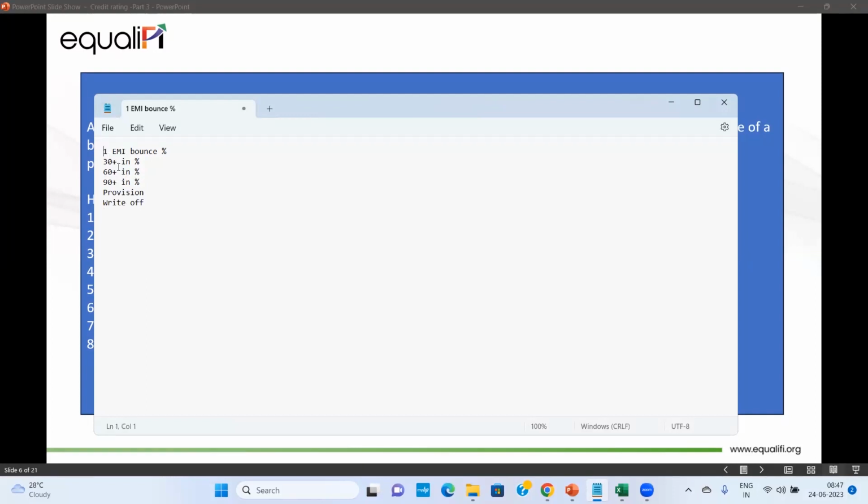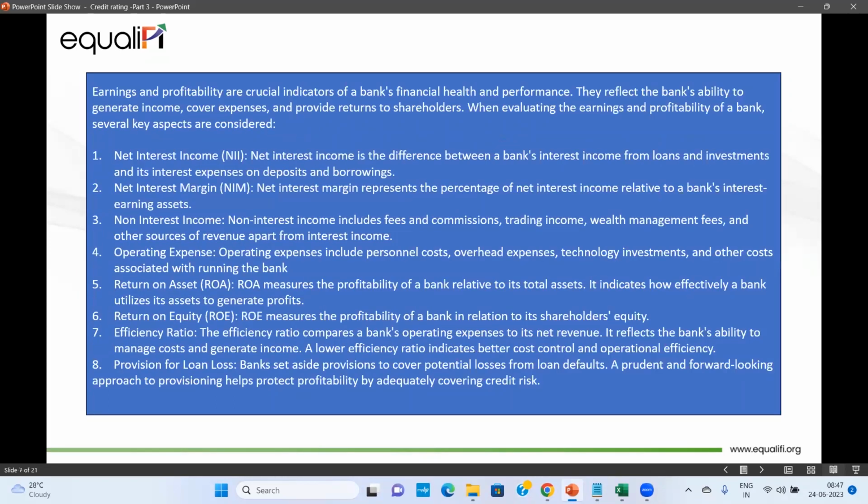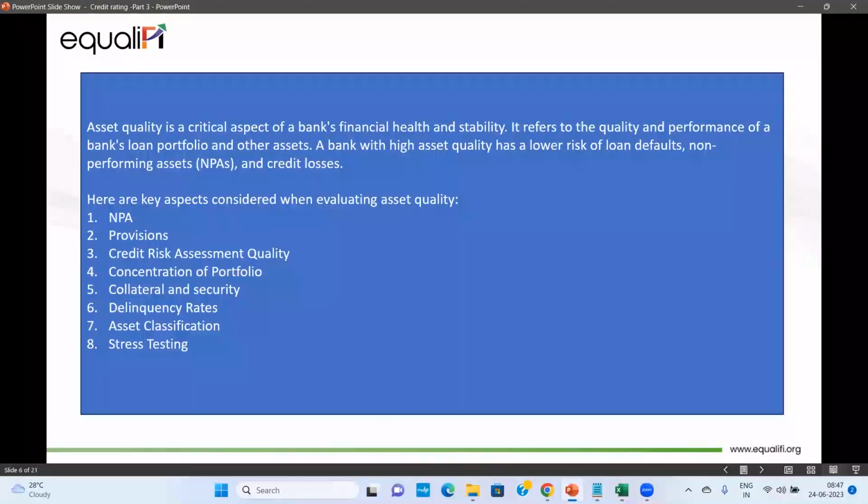Now tell me one thing. First EMI bounce percentage, why is it important to look at it? So say I have 1,000 customers who have been added to my portfolio last month. And this month their first EMI is going to get hit. Now, why is it so important that first EMI bounce has to be very low?